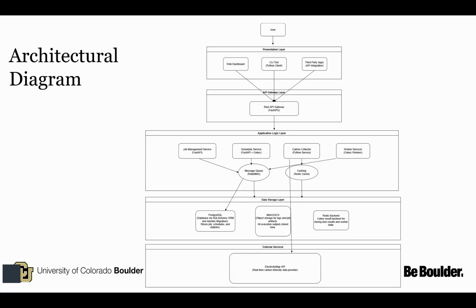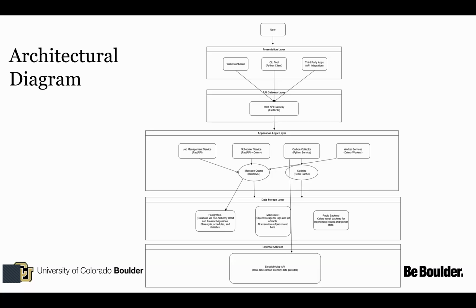In the application logic layer, we have two key background services running on Celery: the carbon collector, which periodically fetches real-time grid data from the Electricity Map API, and the scheduler, which checks the queue and makes intelligent decisions. That is, is the grid clean enough for this job? And if the conditions are met, the job is sent to the worker service for execution.